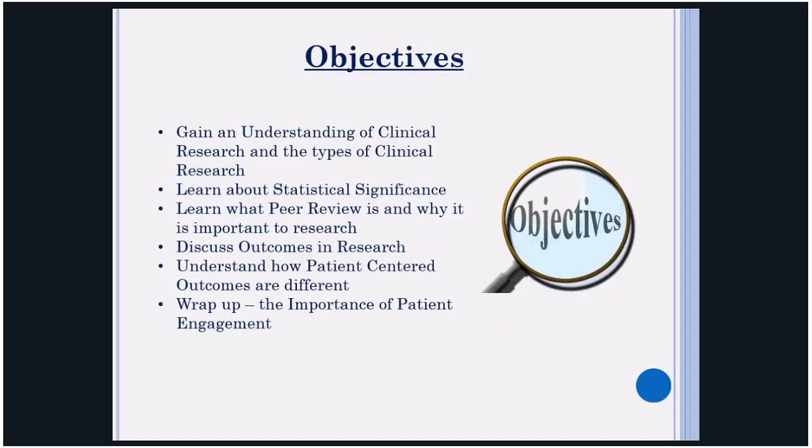The objectives are to gain an understanding of clinical research and the types of clinical research, learn about statistical significance, learn what peer review is and why it's important to research, discuss outcomes in research, understand how patient-centered outcomes are different, and then once again we'll wrap up with a little summary of the importance of patient engagement.